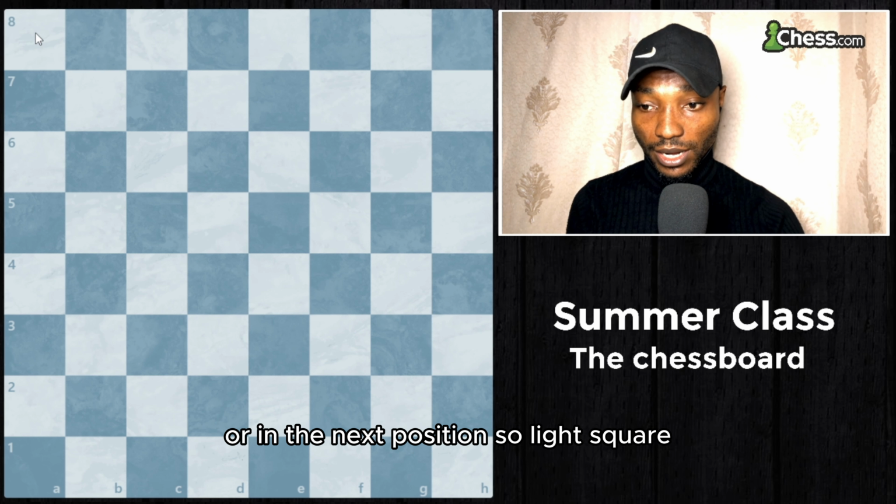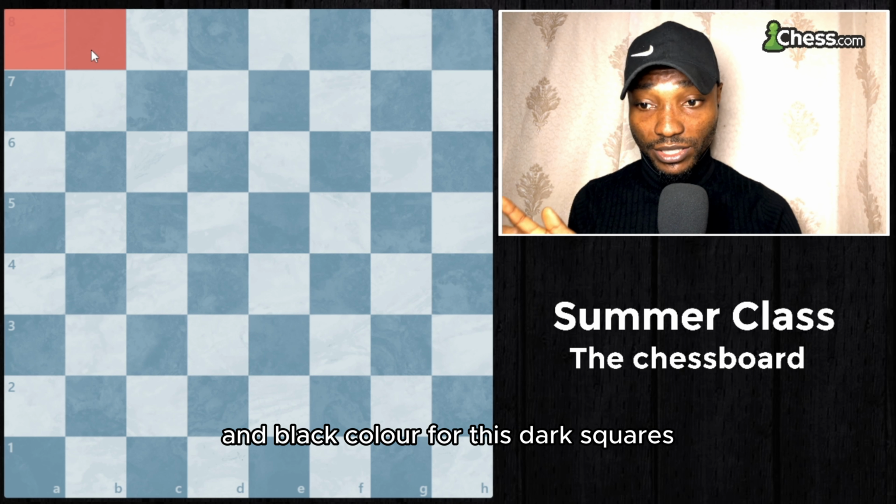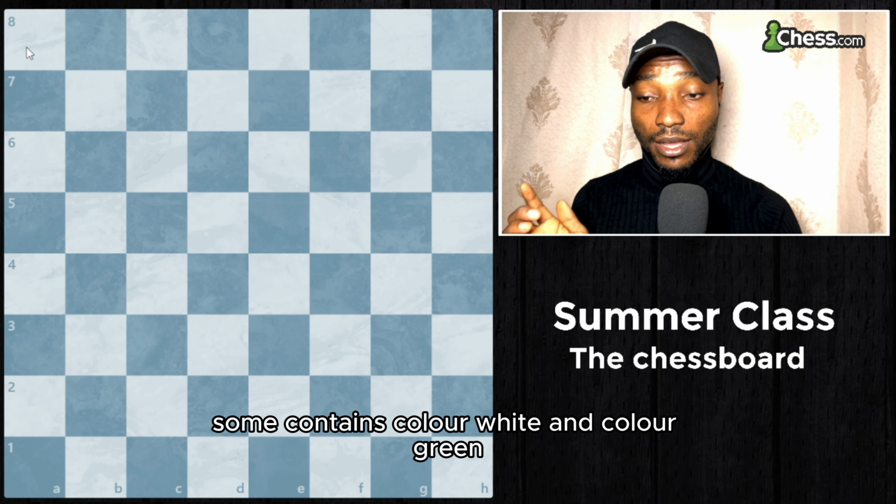However, the first blue is a lighter shade of blue. The next blue is a darker shade of blue. That is the design for this particular chessboard. So to differentiate between the two blues, I have a light blue color and a dark blue color. So in some other chessboards, we can have pure white color for these light squares and black color for these dark squares. Some contain color white and color green. Some contain color cream and dark brown.